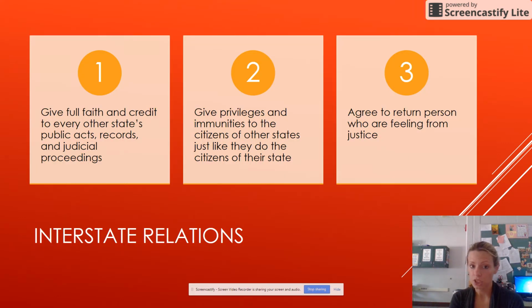All right, interstate relations. How should states treat each other? What type of rights do you have as you move from state to state? Number one, give full faith and credit to every other state's public acts, records, and judicial proceedings. Number two, give privileges and immunities to the citizens of other states, just like they do the citizens of their state. And three, agree to return a person who is fleeing from justice.